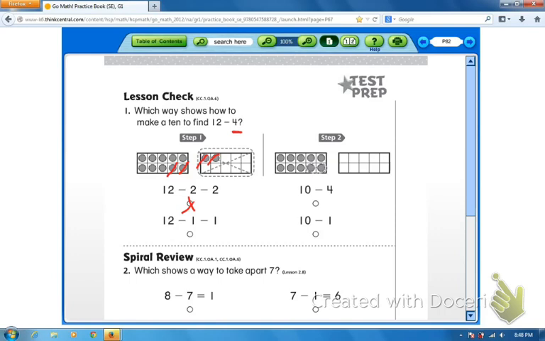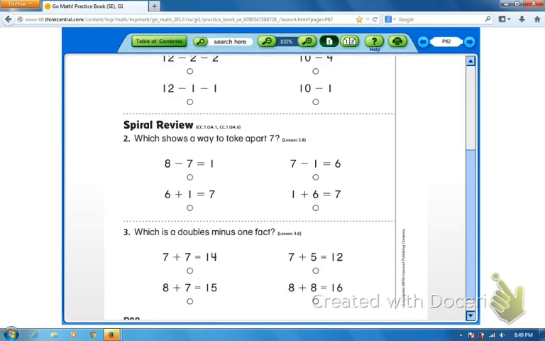At the bottom, the spiral reviews. The first one is going back to chapter 2. It says, which shows a way to take apart 7. 7 is our whole, so it would be 7 take away 1 is 6.